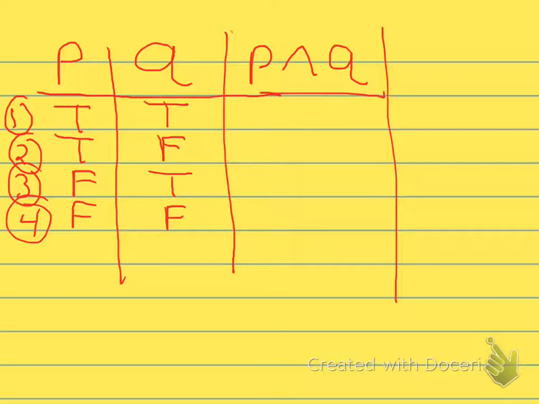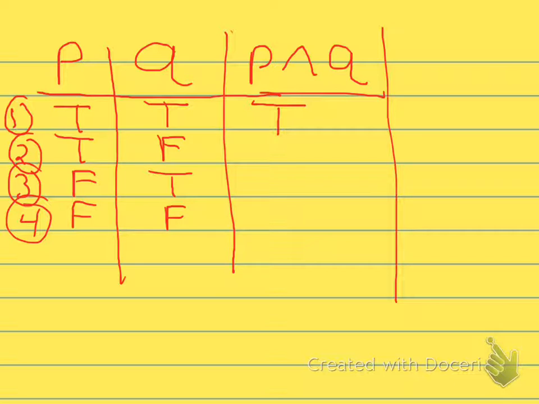So, did you keep your promise? Well, sure you did. You promised that you would mow the yard and do the dishes, and you did both things, so you kept your promise. So I'm going to put a T under the column P and Q.